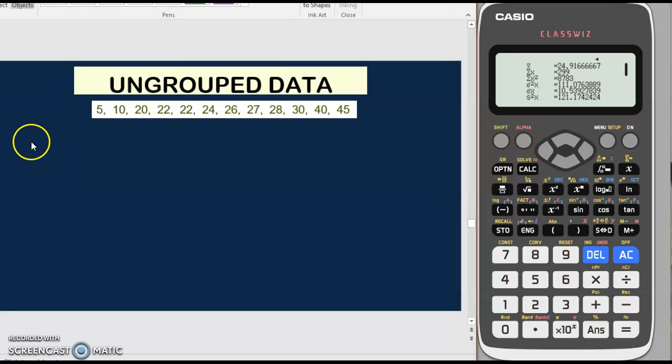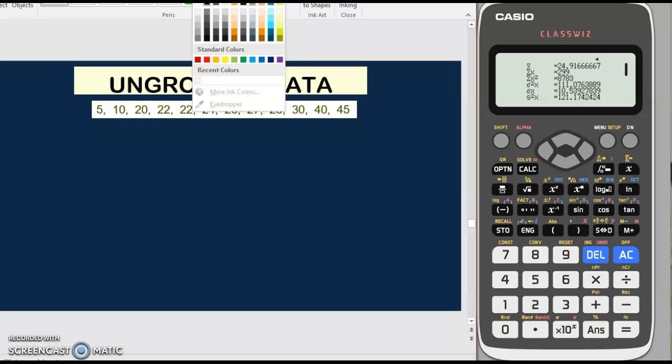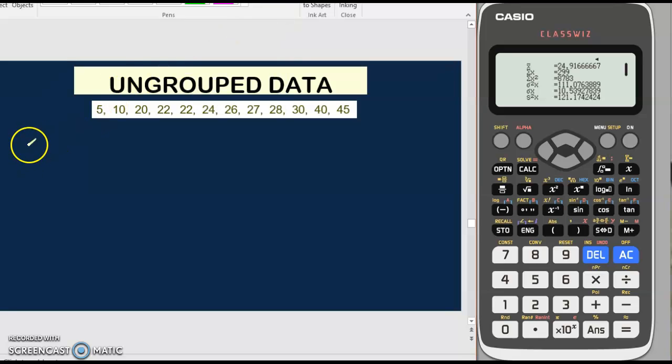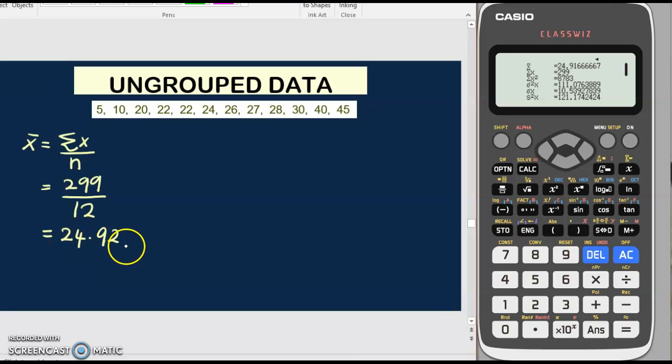let's say we want to find the mean. First we do the x bar equals to summation of x divided by n. So we are going to calculate summation of x is 299 divided by n, 12. So our mean should be 24.92. So this one for working to find mean.